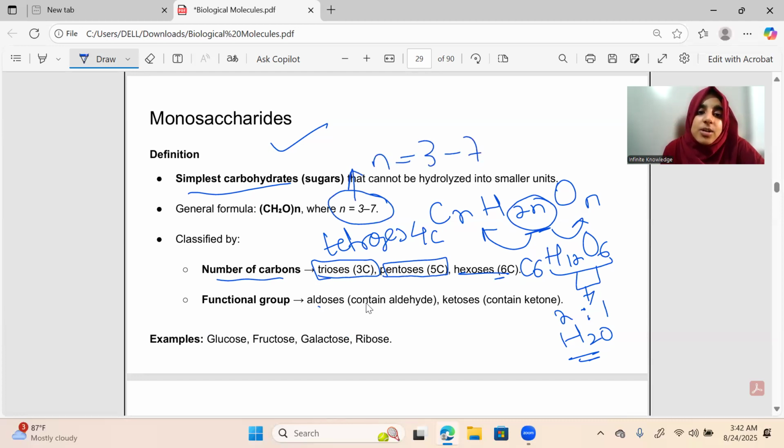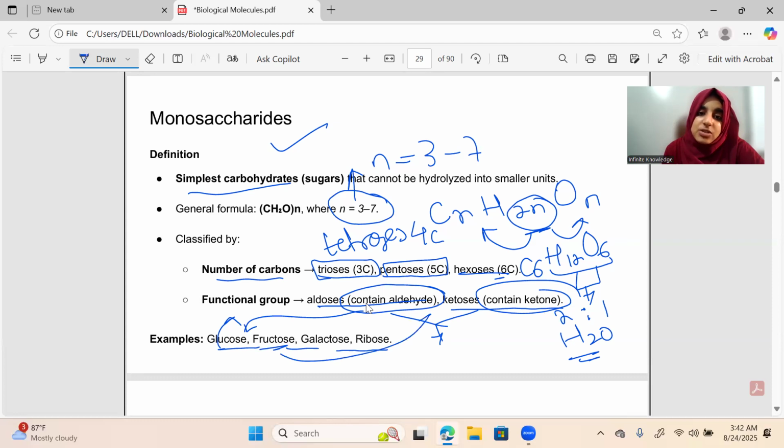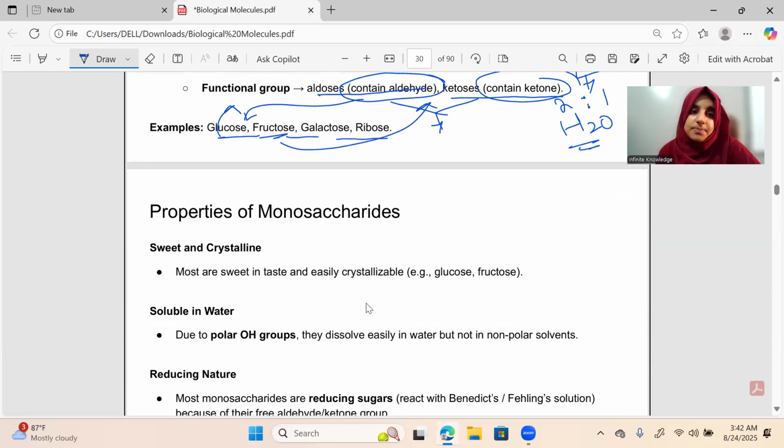Now the functional groups can be aldoses, whether it contains an aldehyde functional group, or ketoses that it contains a ketonic functional group. If you studied organic chemistry in your second year or in your MDCAT, you must know what is the aldehyde functional group and what is the ketone functional group. If not, we're going to study this later, okay? Right now. Examples are glucose, fructose, galactose, and ribose. Glucose contains an aldehyde group, so it is an aldose. And fructose, it contains a ketone group, so it is a ketose, okay?